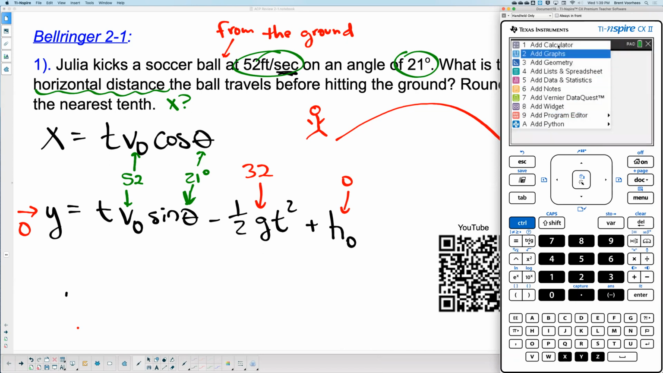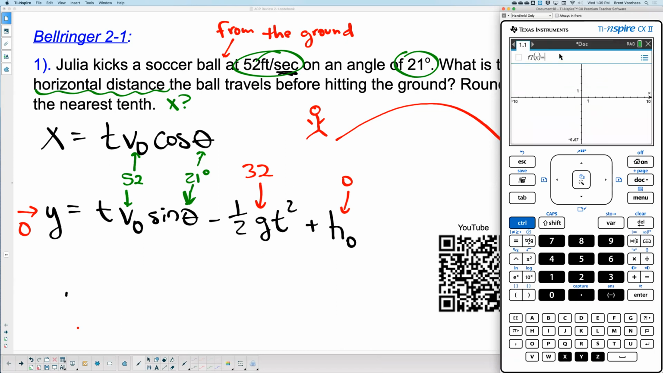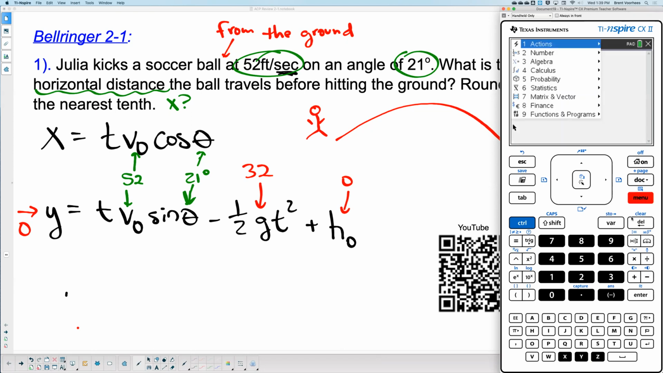So go to a calculator. No, not graph, sorry. New document, hit add a calculator, and now we're going to solve the y equation. So how do I get to solve? Menu 3.1, I'm going to just be in radians. Instead of y, I'm going to say 0 equals t.